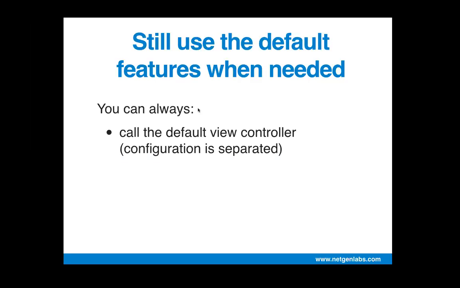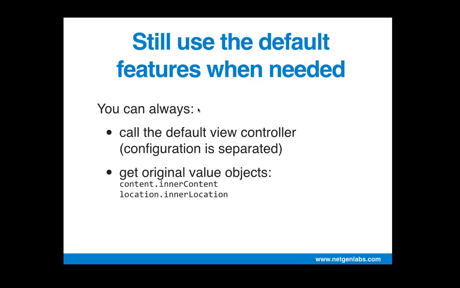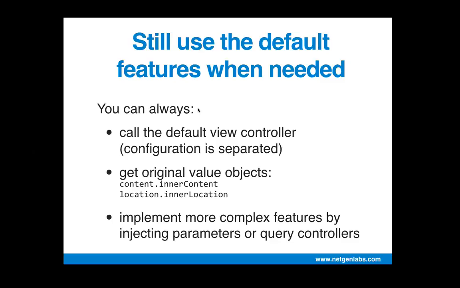So you can always call the default view controller. The configuration is separated, so just use it when you need it from the Site API view controller. You can always get the original value object, so inner content is always there. You can always implement more complex features by injecting query controllers or view parameters or whatever. The other ways of doing complex features are done today. So you can always do that. And this is something that you would probably do in 20% of the situations where you need to code a bit more custom features.